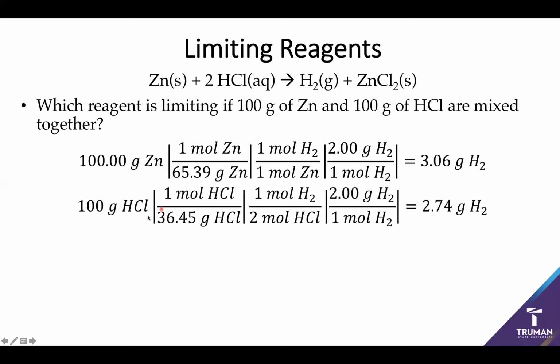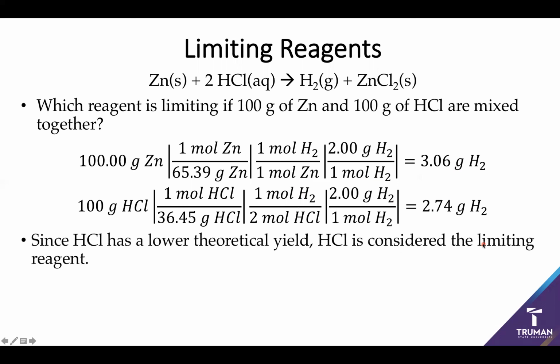Now, using the molecular weight of HCl and the 2-to-1 stoichiometric ratio. Never forget your stoichiometric ratio. It can make a big difference. Because in this case, 100 grams of zinc will make 3 grams of hydrogen, whereas 100 grams of HCl will make 2.74 grams of hydrogen, just slightly less. And since this amount of HCl produces less hydrogen, it turns out I need more HCl to make more product. So HCl is my limiting reagent. HCl has a lower theoretical yield, thus limiting reagent.